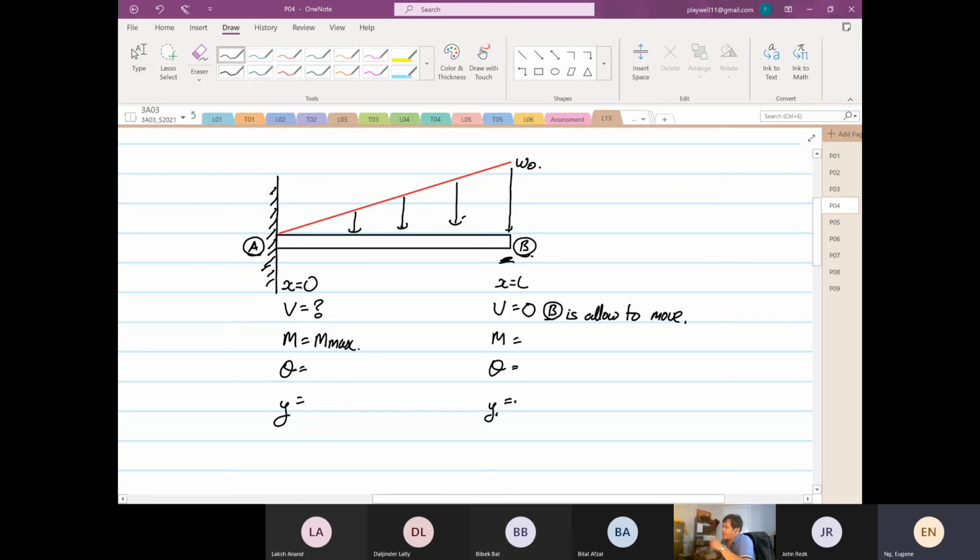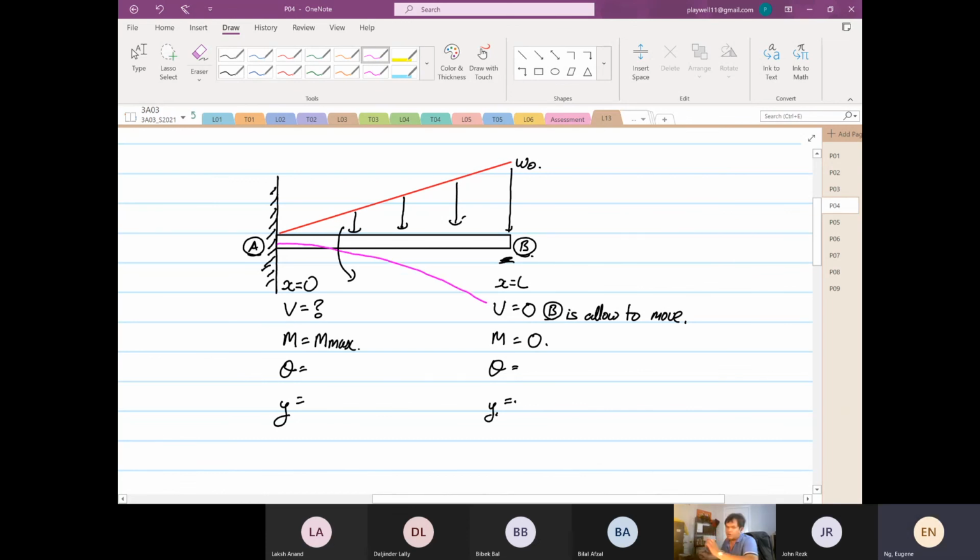Now when x is equal to L, when you remove point A, if point A is removed, the beam will want to rotate, so the moment is equal to 0. So if I'm going to sketch how this thing will deform, it will deform this way.